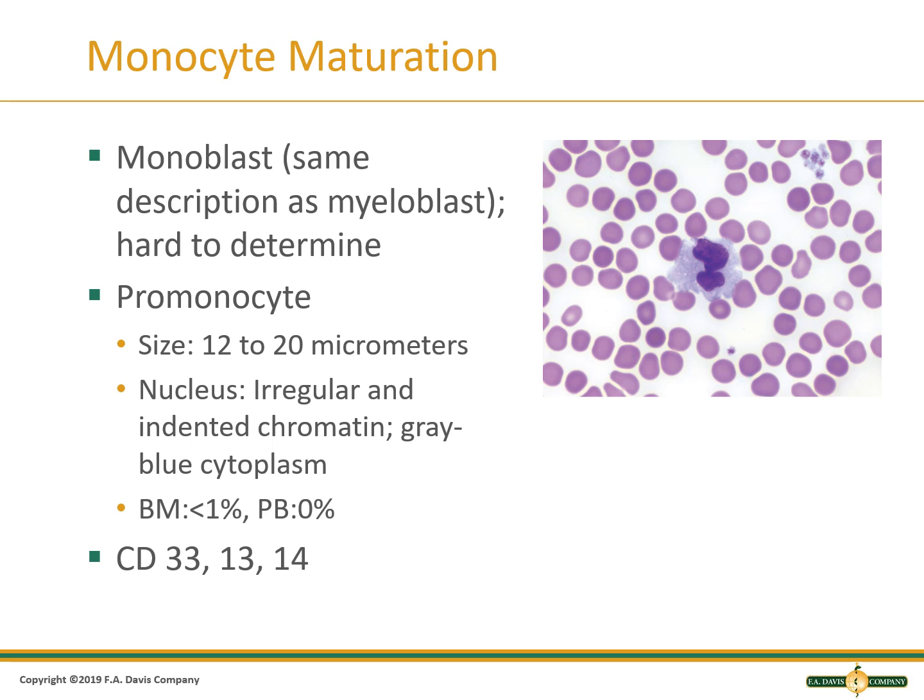A promonocyte is going to be 12 to 20 micrometers. The nucleus is going to be irregular with an indented chromatin. And you're going to see here you've got this grayish blue cytoplasm. Typically you do not see a promonocyte in the peripheral blood, and in the bone marrow it's less than 1%.